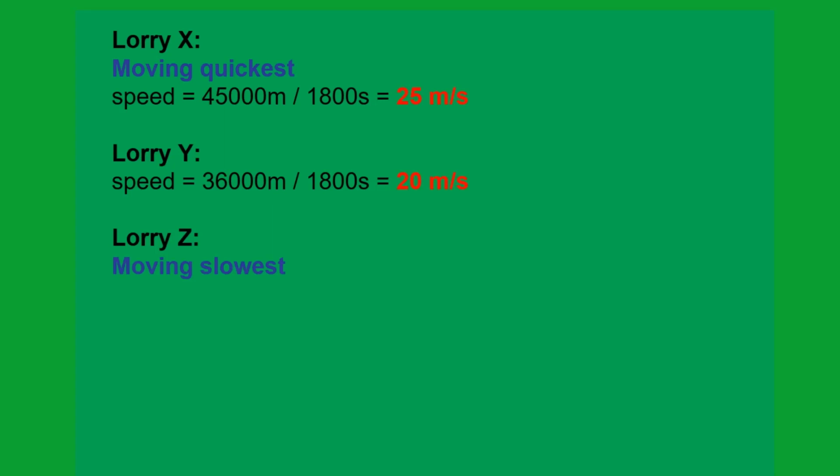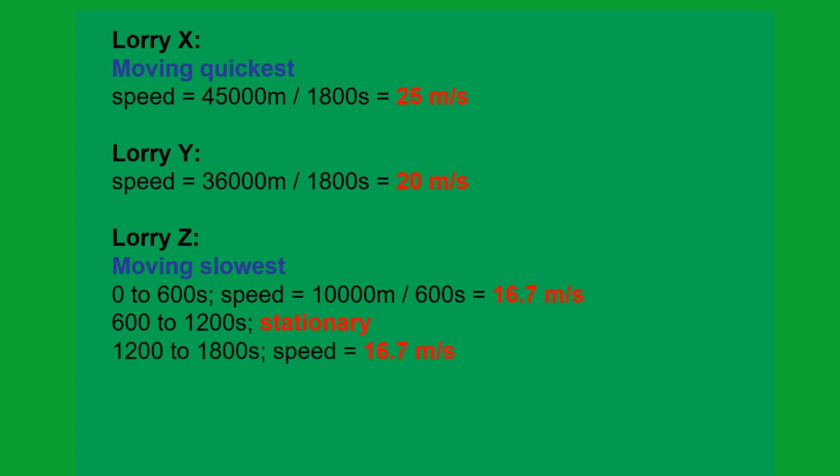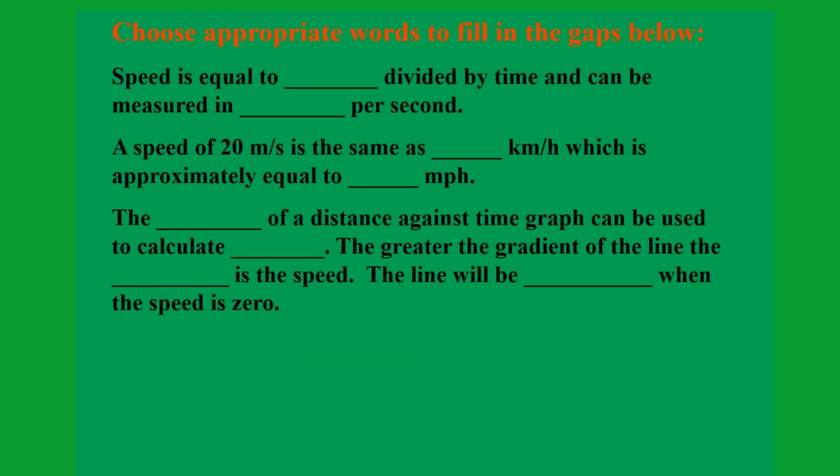Lorry Z is moving slowest because from 0 to 600 seconds the speed is 10,000 divided by 600 seconds, so 16.7. From 600 to 1200 seconds it remains stationary. Then again from 1200 to 1800 seconds, the speed is 16.7 meters per second. So average speed equals total distance divided by total time. Total distance traveled by lorry Z is 20,000 meters and total time is 1800 seconds. So average speed equals 20,000 meters divided by 1800 seconds, so 11.1 meters per second.